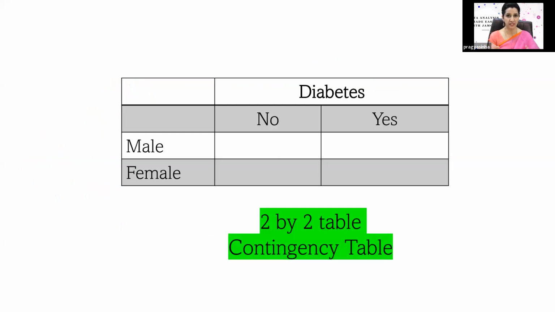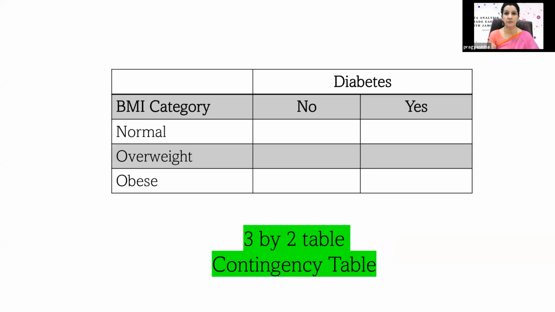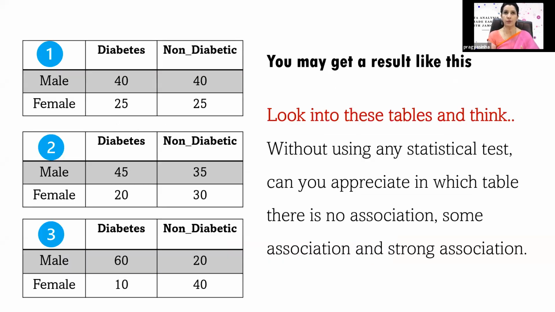There can be various types of contingency table, like a 2x2 contingency table. In this case, you can see that gender has been categorized as male and female, and diabetes as yes and no. So this is a 2x2 contingency table. Similarly, you can have a 2x3 or 3x2 contingency table, in which on one side the BMI category has three categories: normal, overweight, and obese. And again, diabetes has two categories, that is the presence or absence of diabetes. So if you make a 2x2 contingency table, you may get a result like this.